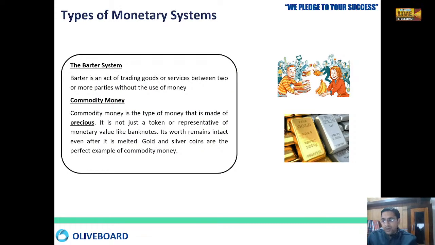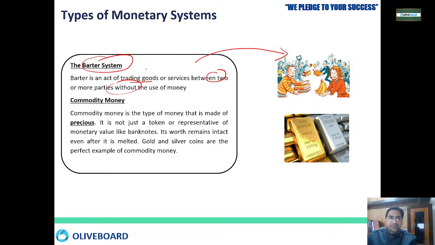Okay, so now what were the types of monetary system that were working throughout the world? In the starting, it was a barter system. It is trading goods between two or more parties without the money. Without the money. Okay, so that was a barter system.